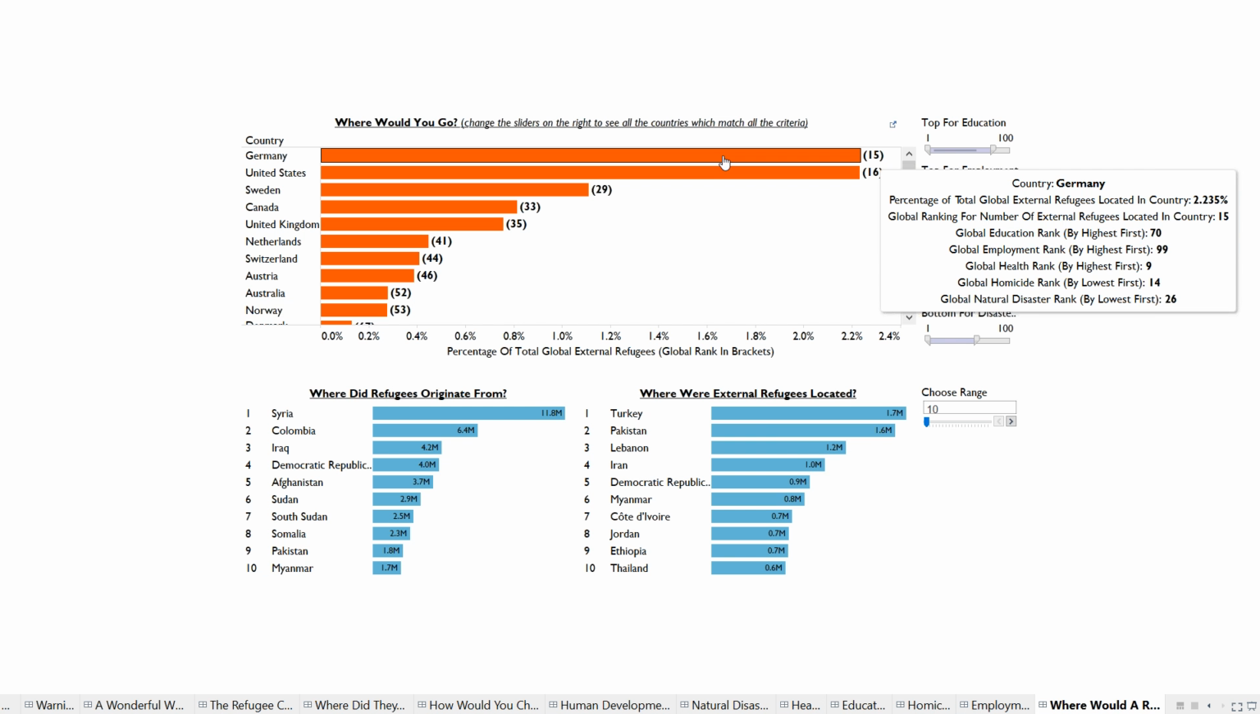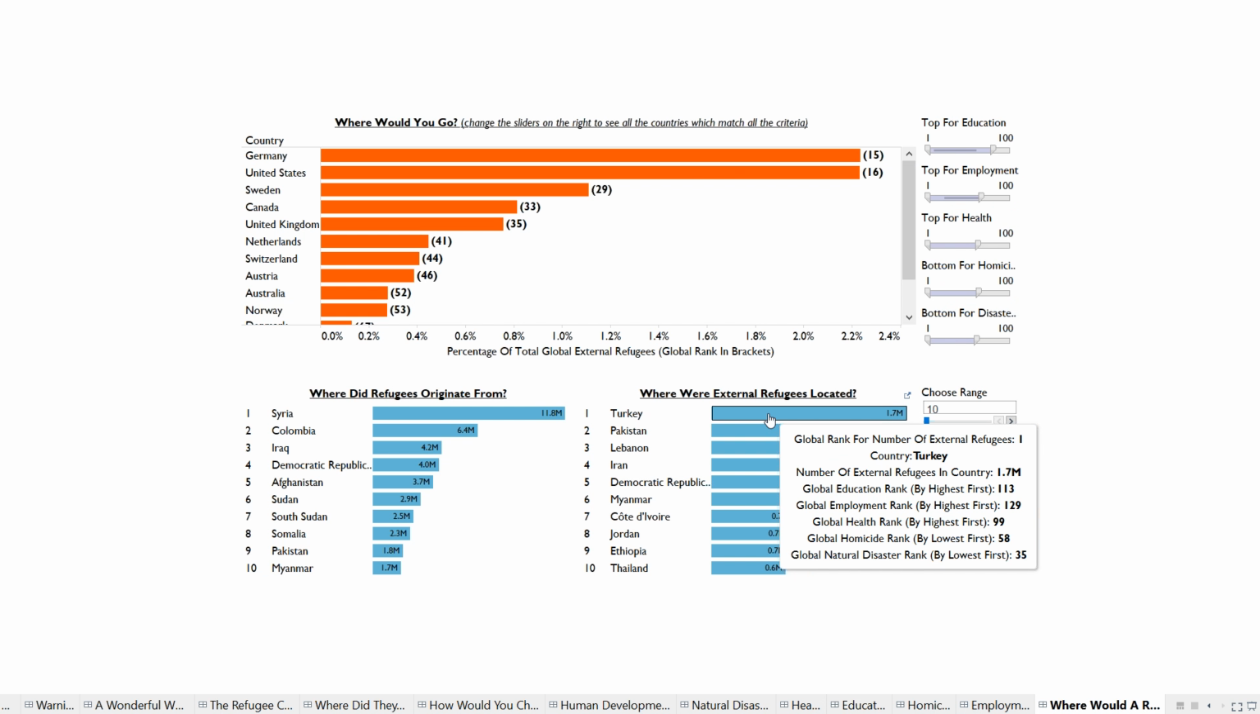Right. And then we can look at where they actually end up in real life. And we can see Turkey is the highest. And we can look at where Turkey ranks for all these indices. So it's about 113 for education. It's around the hundreds for education, employment, and health. And then in the top 60 for the fewest homicides and natural disasters.